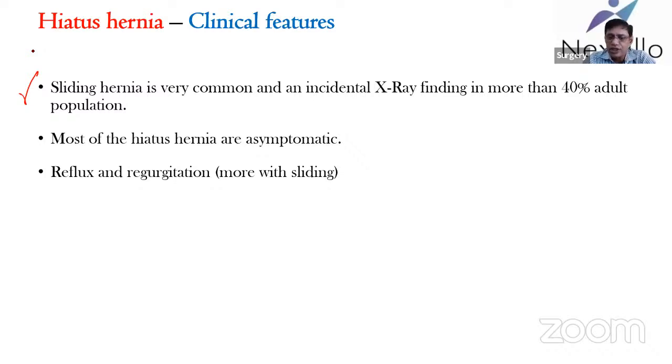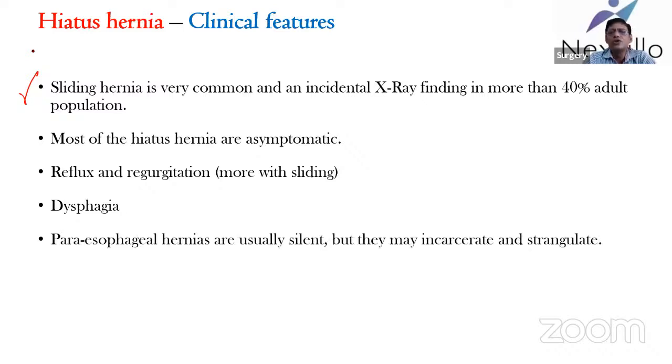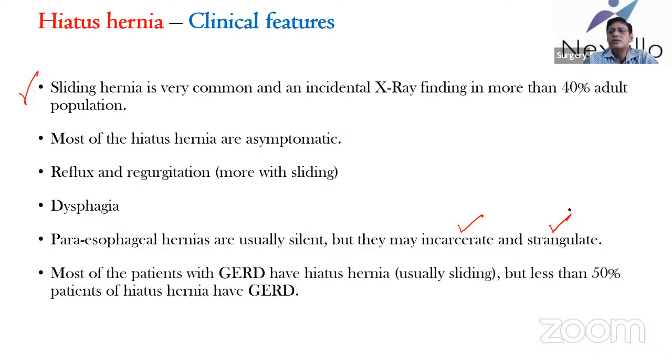Then we may have dysphagia along with it. Along with dysphagia, in patients with paraesophageal hernias, suppose this is the hernia and the stomach has come out along with it, rolled up over here. This may compress the esophagus and ultimately lead to a compromise of the blood supply. And therefore, the paraesophageal hernias may incarcerate or strangulate.